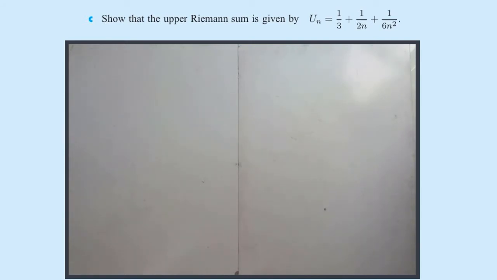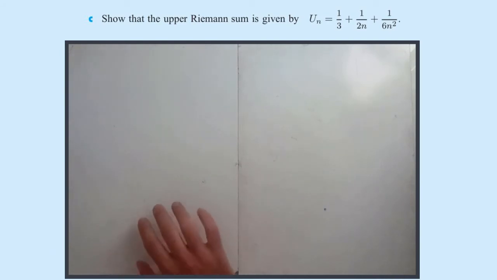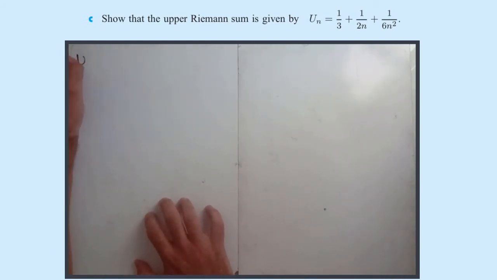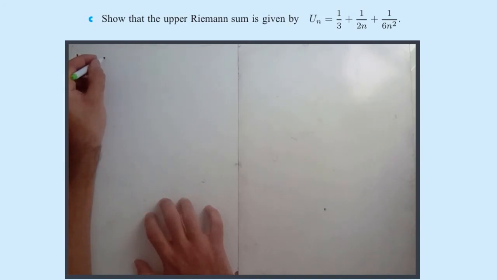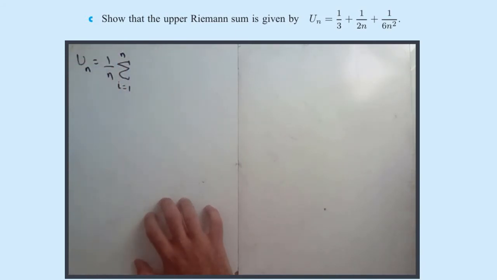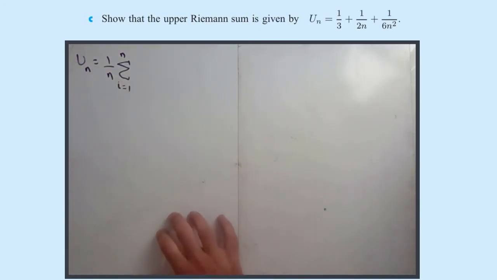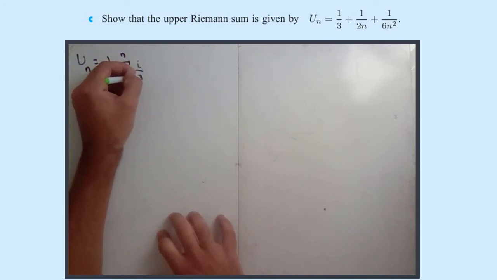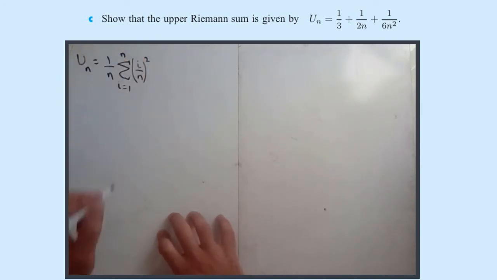Part C, show that the upper Riemann sum is given by un equals 1/3 plus 1 over 2n plus 1 over 6n squared. So the upper Riemann sum, un, is going to be delta x, and delta x, remember, was 1 over n, times the sum from i equals 1 to n of f of xi. Now we calculated xi in part A, it was just i over n. And f of xi must be that squared, right?